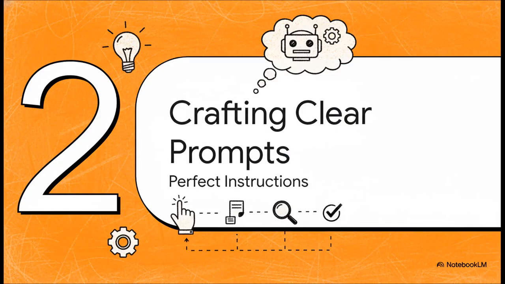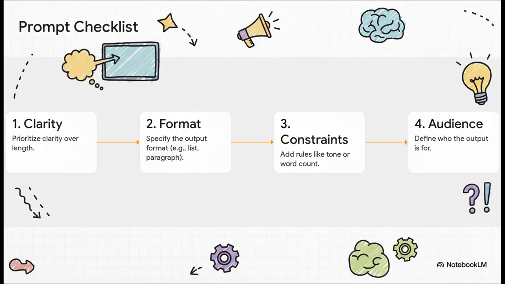So if it's all about the instructions, then the quality of those instructions is, well, everything. So how do we make them really effective? Let's break down how to craft the perfect prompts to get exactly what you want from an AI. It really boils down to these 4 essential steps. You can think of this as your personal checklist for a perfect zero-shot prompt. Clarity, format, constraints, and audience. If you can get these 4 things right, you are well on your way.